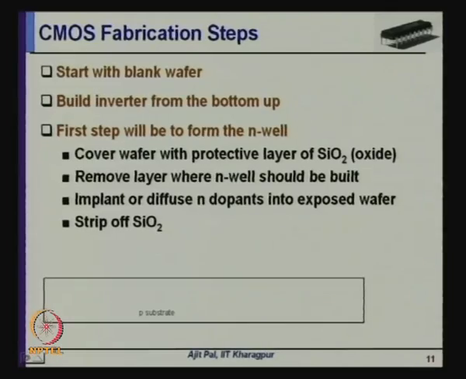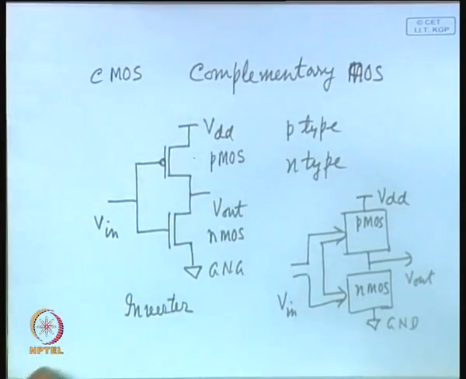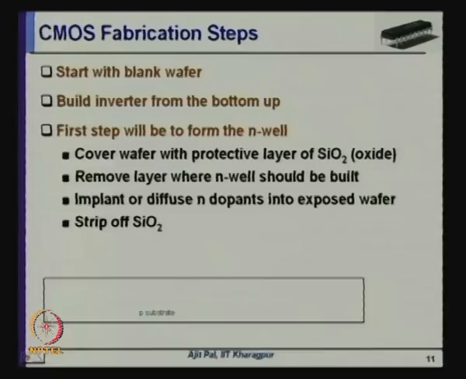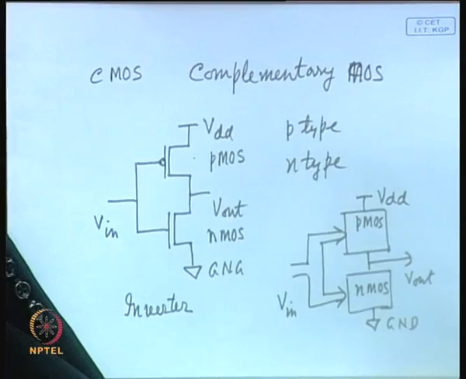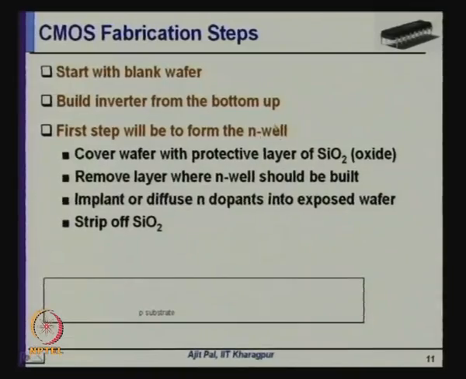So, we shall see the fabrication of this inverter, how it is being done. So, first thing to be done is to form an N-well. Why do you require an N-well? Because you will require a PMOS transistor as well for the realization of CMOS circuit. And these are the steps: cover wafer with protective layer of silicon dioxide, then remove layer where N-well should be built. So, this will require 2 steps: cover wafer with protective layer of silicon dioxide.